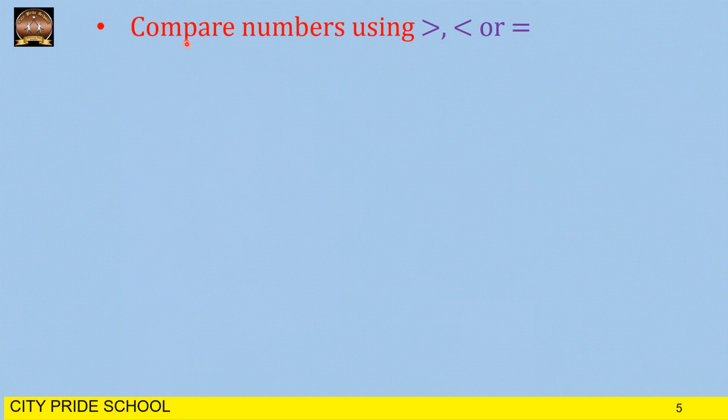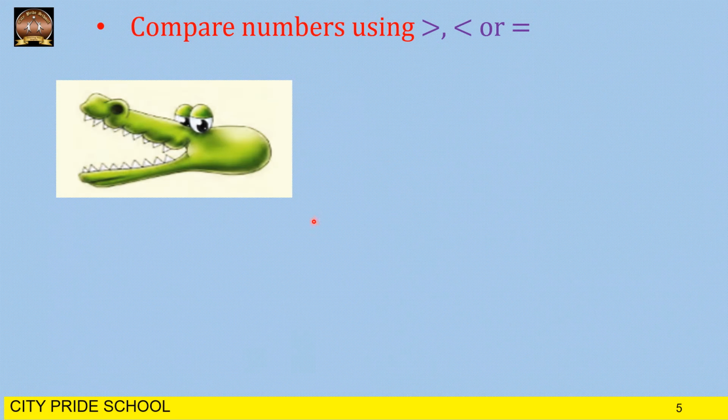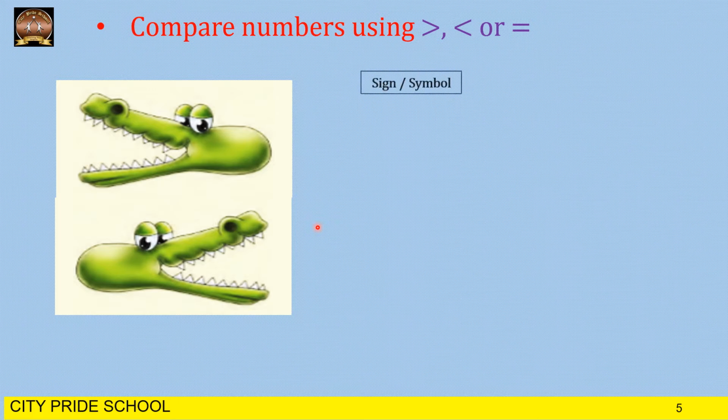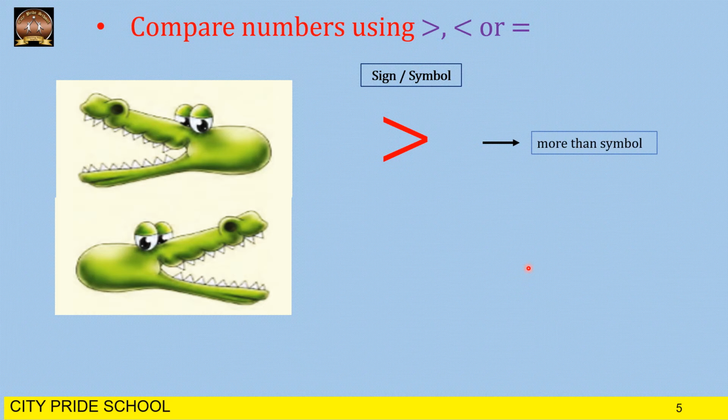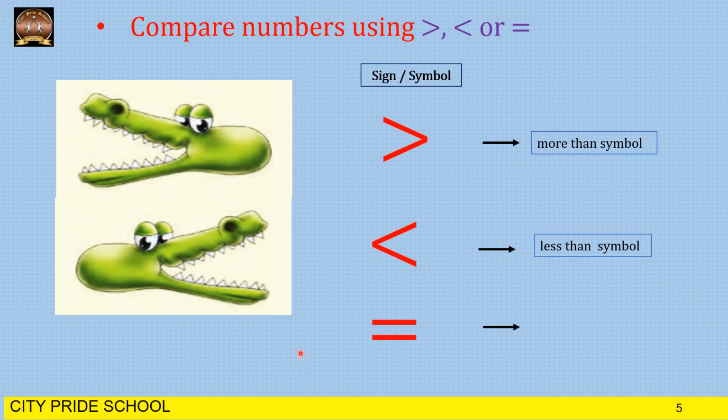Okay, now let's compare numbers using the greater than, smaller than or equal to signs. So here children, the crocodile's mouth is open, right? And this sign, where the crocodile's mouth is open, shows the more than symbol, right? And this sign shows the less than symbol. And this symbol you all know, it's the equal to sign, right? Yes. So this is the more than symbol, so greater than. This is the less than symbol, so smaller, right? And this is equal to.